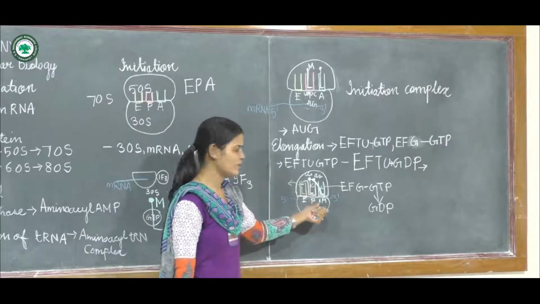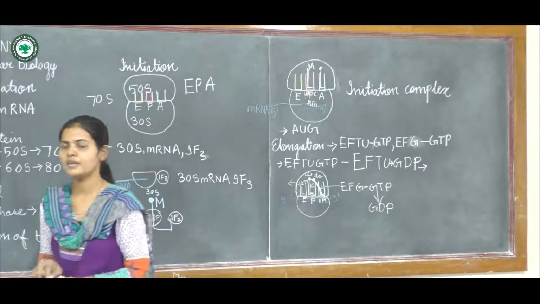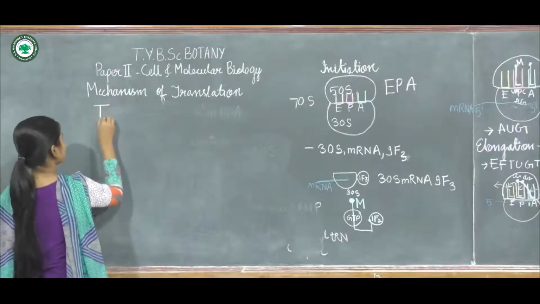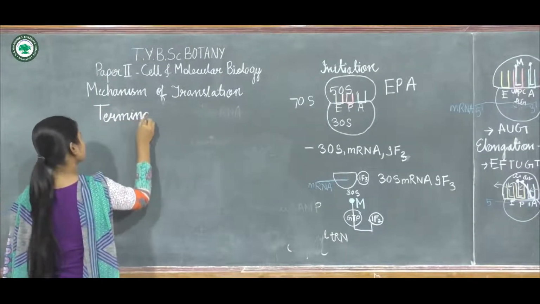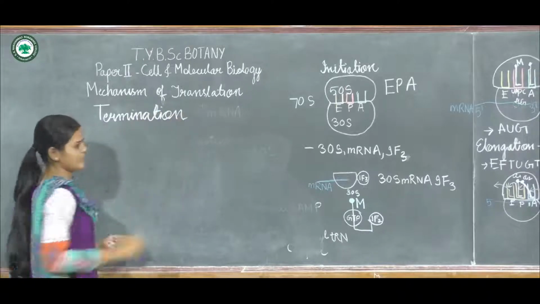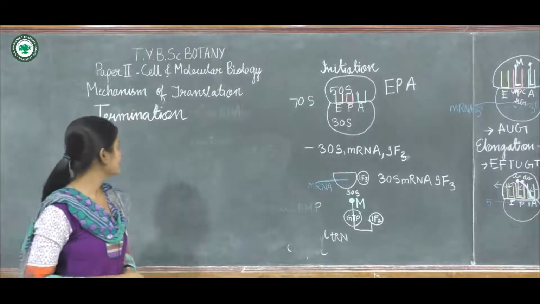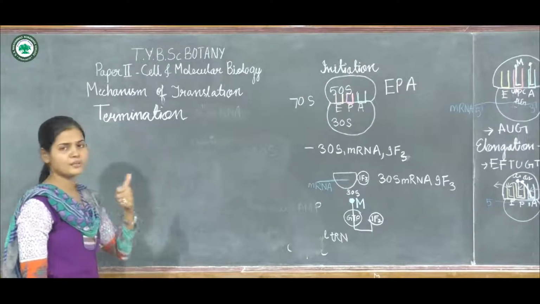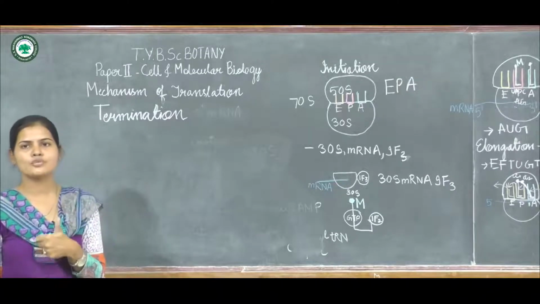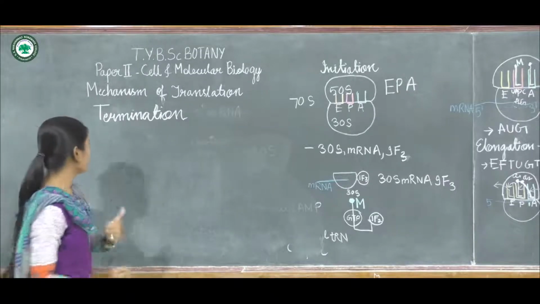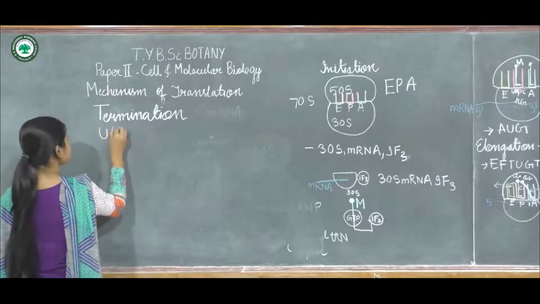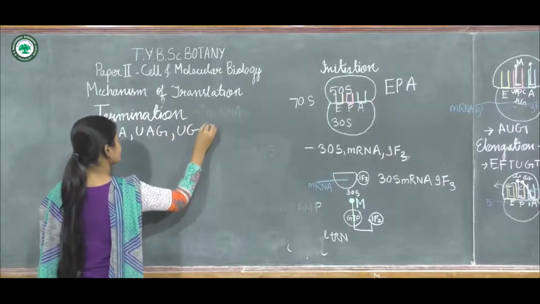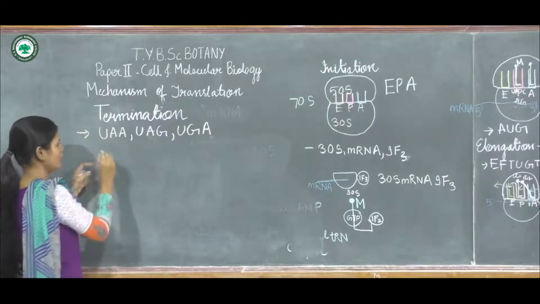So this is about the elongation. Now one more step is there, that is the termination. The last step is termination. For this termination process, there are signals, the termination codon or stop codon, due to which the protein synthesis will stop. So these three are the stop codons.